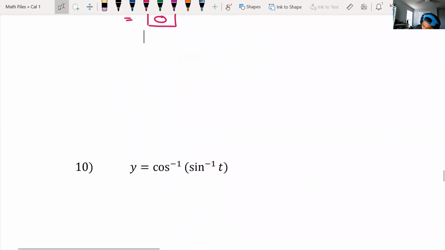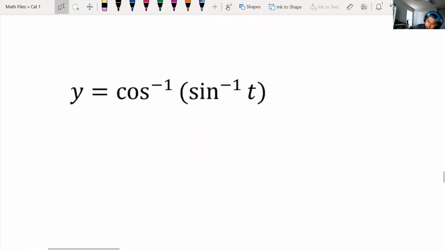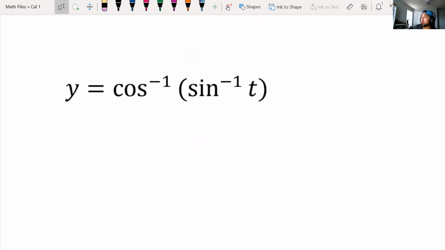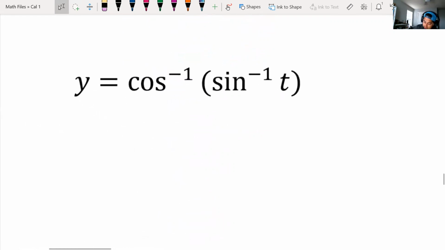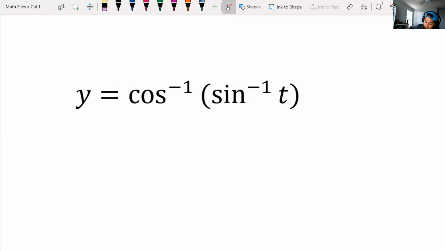Okay. 10. Y equals the inverse cosine of the inverse sine of t. All right. I hate using t, but whatever. So this is going to use the chain rule derivative for the inverse cosine. So if we start, we get y prime equals the negative derivative of the inside. So negative 1 times, and what is the derivative of the inverse sine of t going to be?